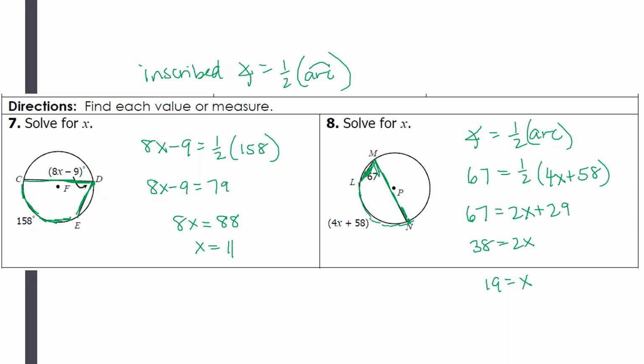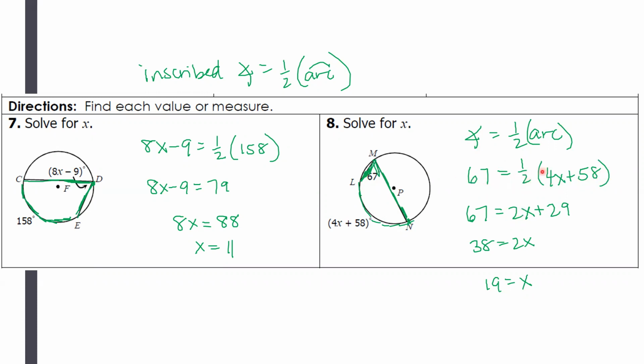So the angle in this case was 67. They had that angle labeled as 67, so I replaced the angle with a 67. The arc inside of it is labeled as 4x plus 58, so I replaced the measure of the arc in the formula with 4x plus 58. Now there are different ways to solve this algebraically. If you don't like that 1/2, maybe you multiplied both sides by 2 to get rid of it. That's okay.